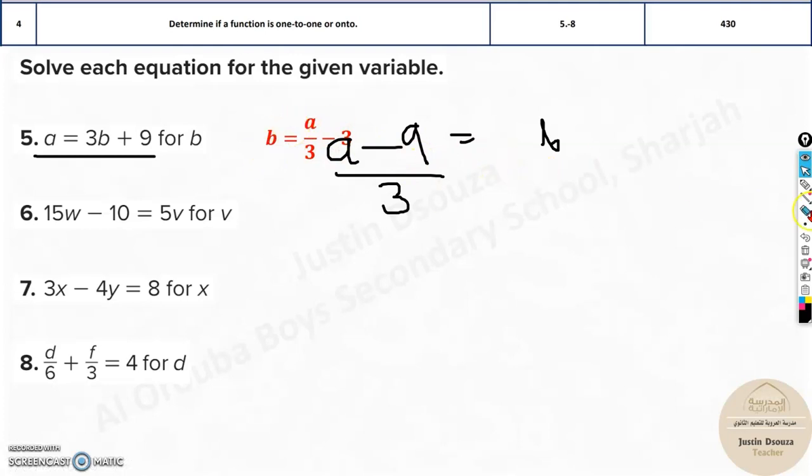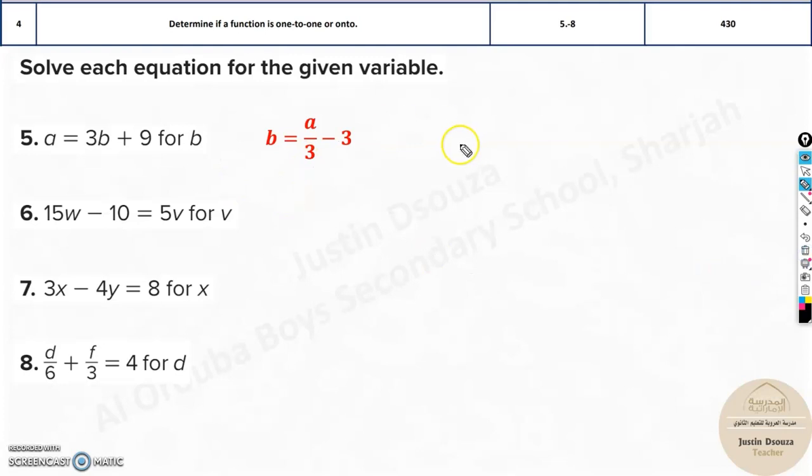Okay, it's simplified. Now you will have options over here, so just look for the appropriate option. If this is not there, then you can simplify. A divided by 3 minus 9 by 3 is 3. That's it. So try to get it in the simplified form.